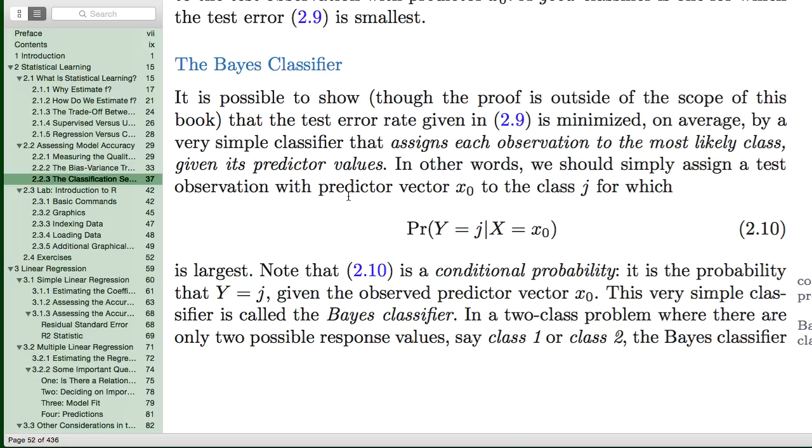The probability wouldn't be necessarily one, and I can show you why using a little picture here in just a minute. The error rate is minimized if we choose whatever has the highest probability here. I guess that's a little counterintuitive.